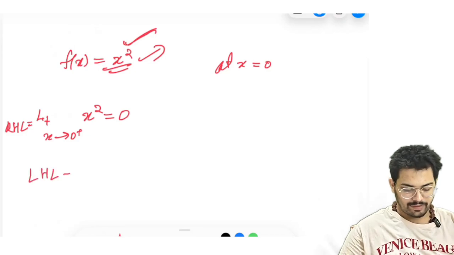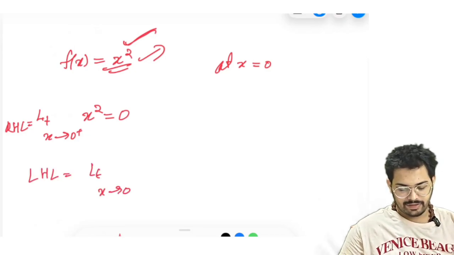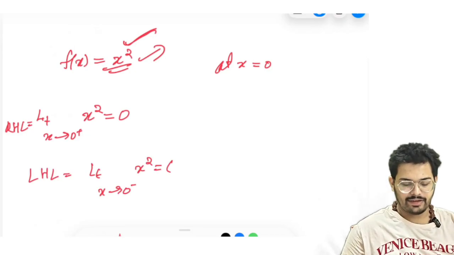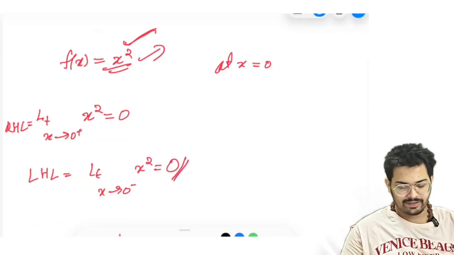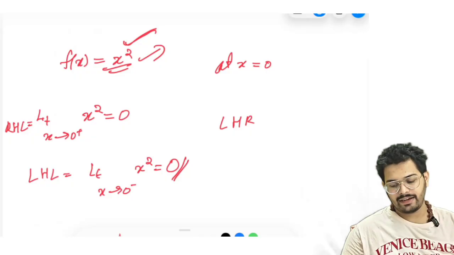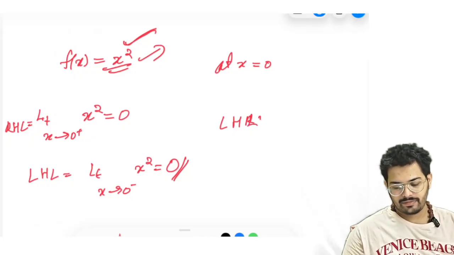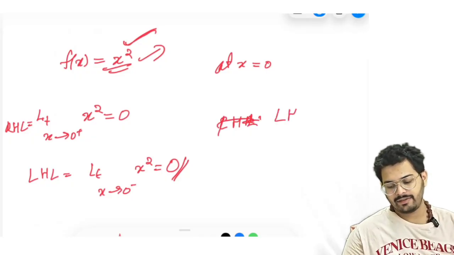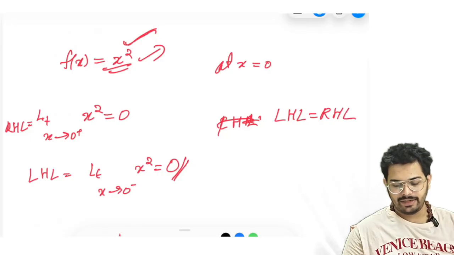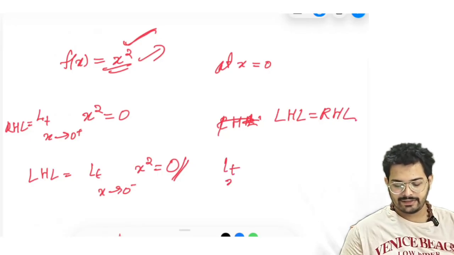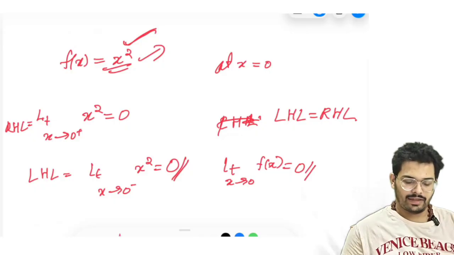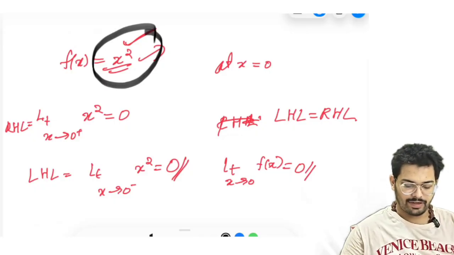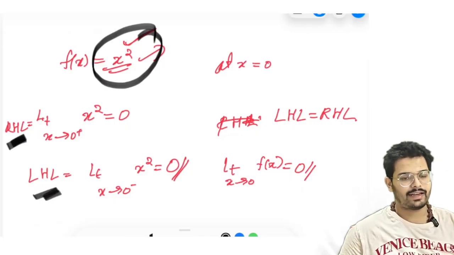Similarly, the left hand limit will be the limit as x tends to 0 minus of x square, which is again 0, because we don't have a separate function definition. So in this case, the left hand limit and right hand limit are equal. The limit as x approaches 0, the f of x value is equal to 0. If the function definition is the same, there is no need to do LHL and RHL separately.